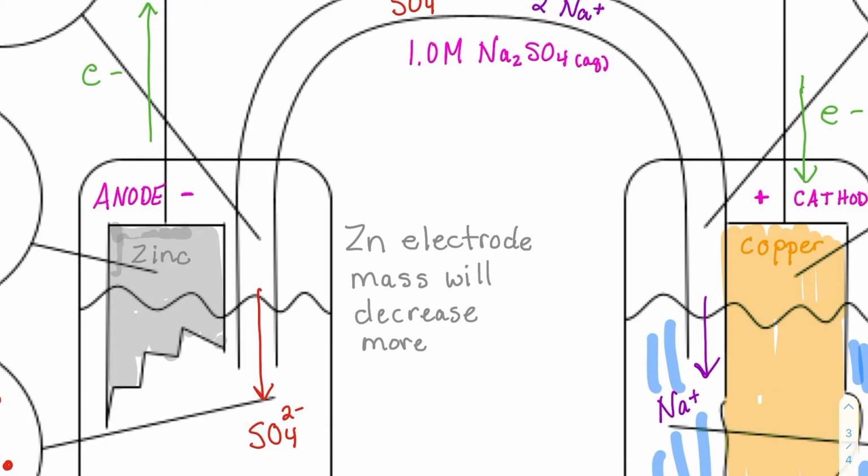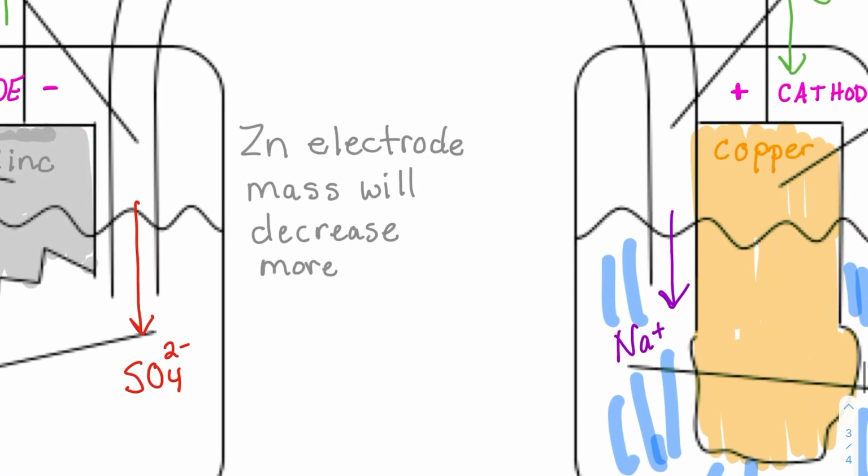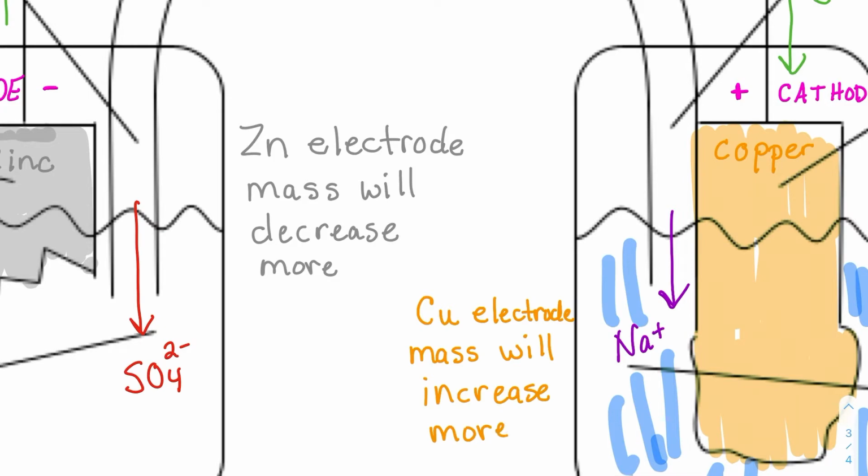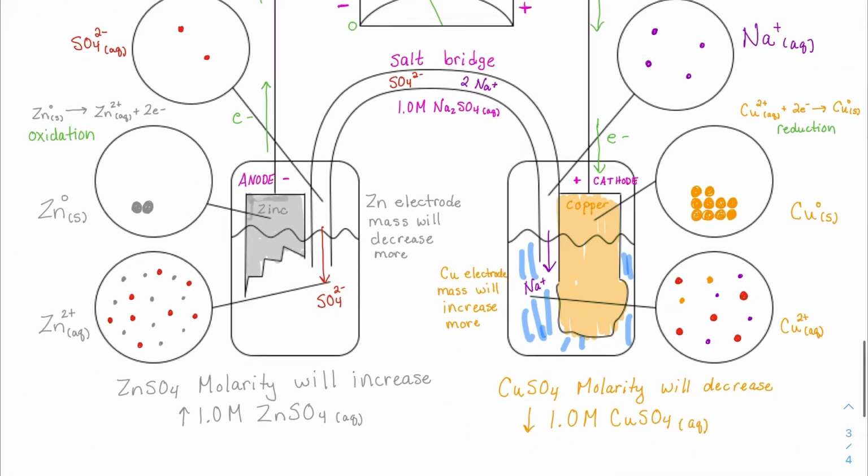That's why these images are kind of nice, that you don't have to draw them. You go to the YouTube description below and boom, you've got these for yourself to use. And the copper electrode, so you don't have to draw all of that. Copper electrode mass, kind of not the best sentence, but that's okay, will increase more because we're having more and more of those copper atoms being plated on the outside there.